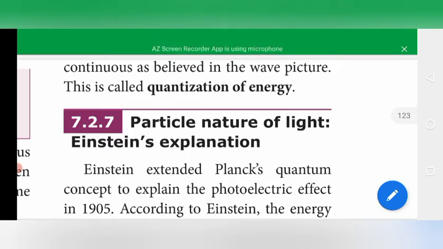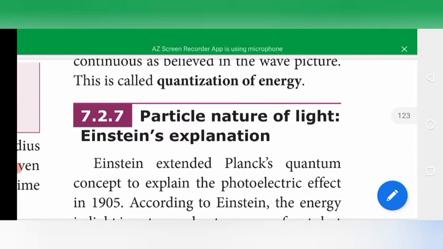In this class, we are going to see the particle nature of light, Einstein's explanation. According to him, the energy of light is not spread, but it is concentrated in small pockets, that is energy quanta. That quantum is given by the energy level, E is equal to h nu.